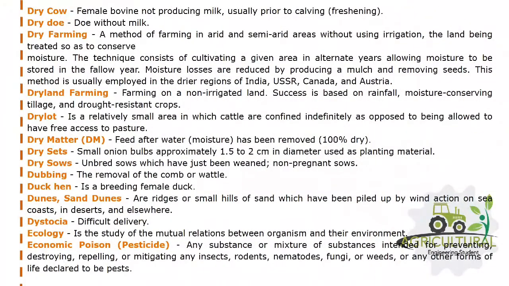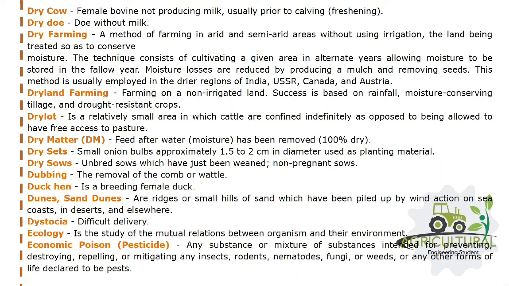Dry cow: female bovine not producing milk, usually prior to calving, freshening. Dry doe: doe without milk. Dry farming: a method of farming in arid and semi-arid areas without using irrigation, the land being treated so as to conserve moisture. The technique consists of cultivating a given area in alternate years, allowing moisture to be stored in the fallow year. Moisture losses are reduced by producing a mulch and removing weeds. This method is usually employed in the drier regions of India, USSR, Canada, and Australia.